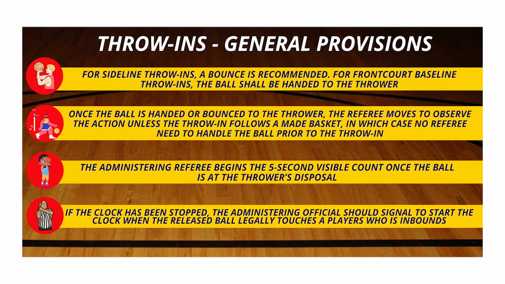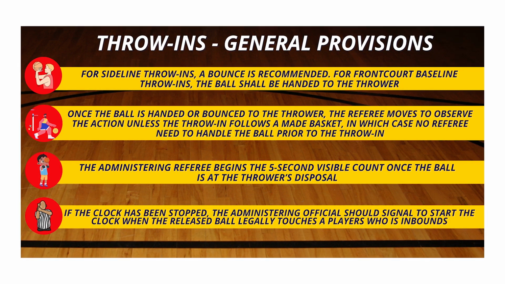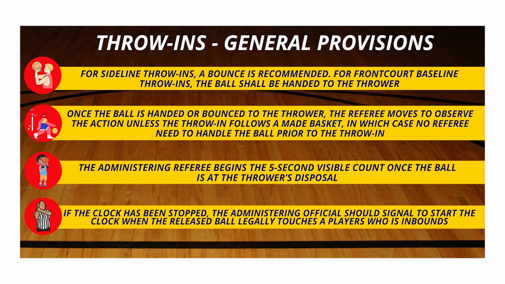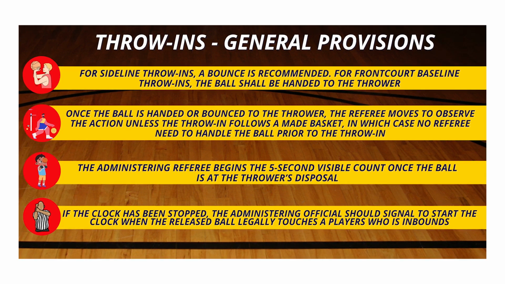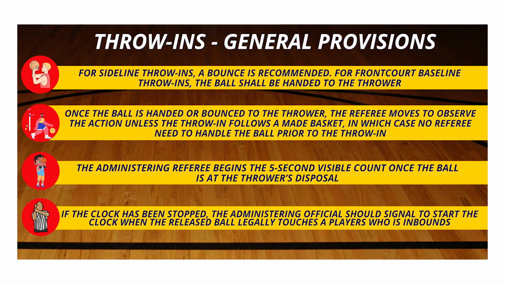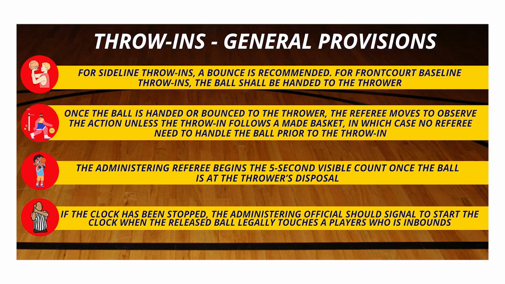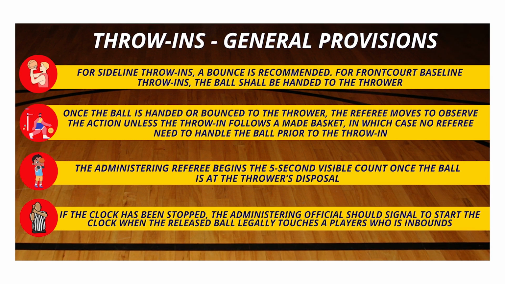Once the ball is handed or bounced to the thrower, the referees move to observe the action unless the throw-in follows a made basket, in which case, no referee needs to handle the ball prior to the throw-in. The administering referee begins the 5-second visible count once the ball is at the thrower's disposal. If the clock has been stopped, the administering official should signal to start the clock when the released ball legally touches a player who is inbounds.